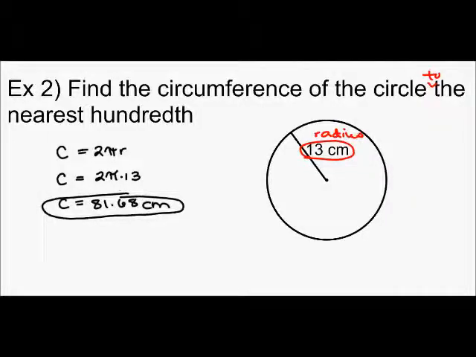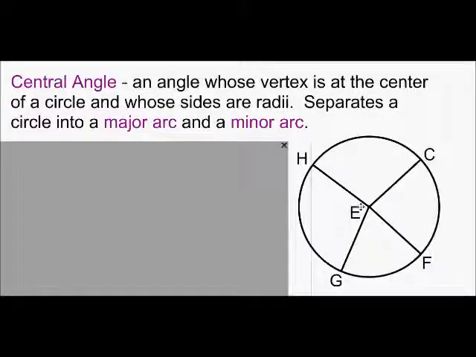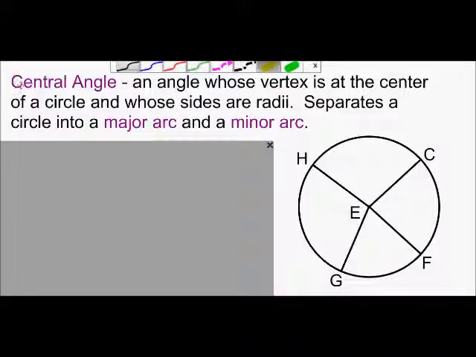Okay, lots of stuff on this slide. So a central angle is an angle whose vertex is at the center of a circle. Central and center go together. The sides of a central angle are radii. An example of a central angle on this circle would be angle HEC.